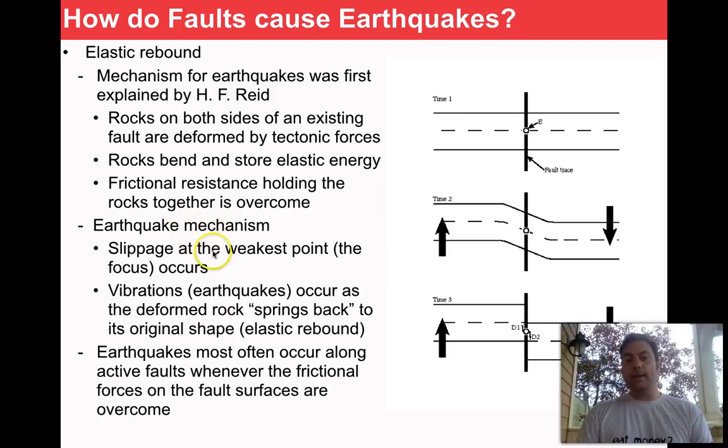So the earthquake mechanism is where we have slippage at the weakest point, or the focus. The focus would be somewhere located along this fault down at depth. The vibrations occur as the deformed rock springs back.